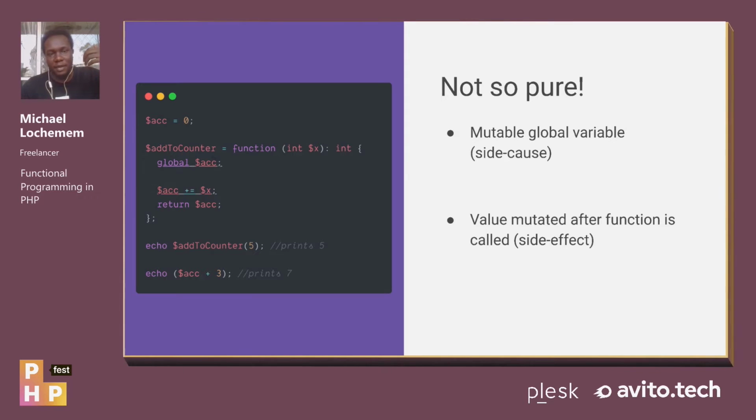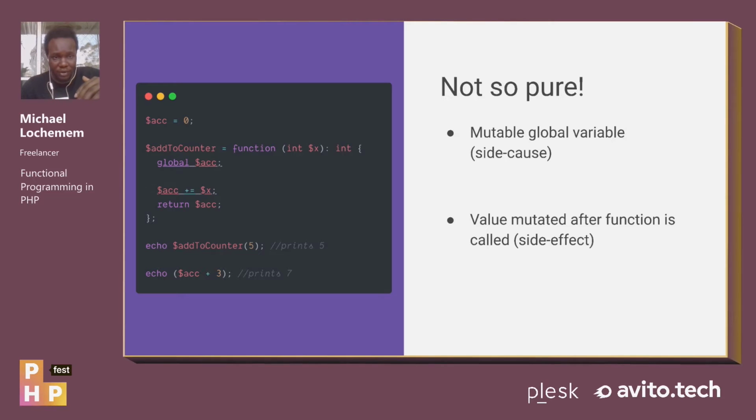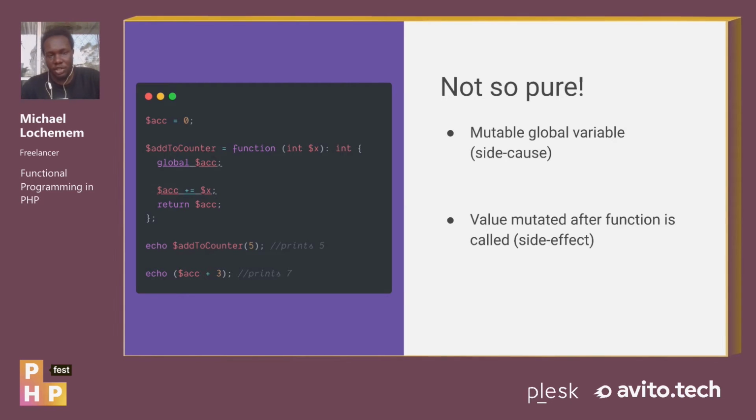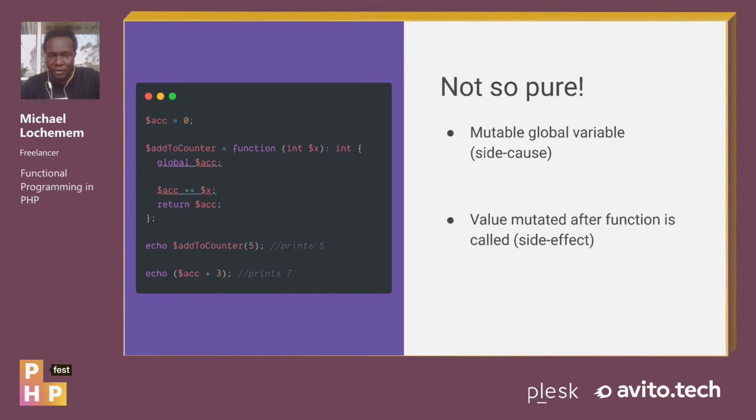That's the side cause that the function can suffer from, that mutability. And when you run this code, you actually increment the accumulator value. So if I add 3 to the result after performing the function invocation, then I get the value 7 because I've affected the global state. I've affected the accumulator variable. So that's the impurity there. That is the side effect.